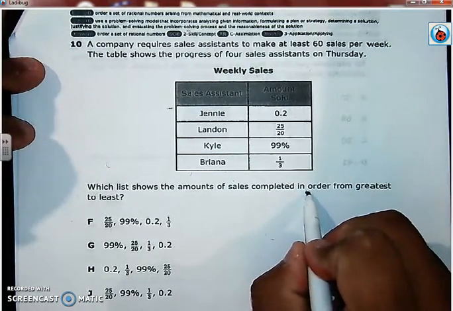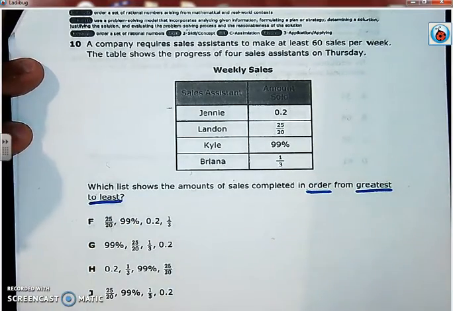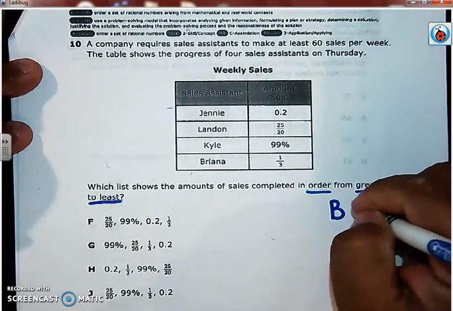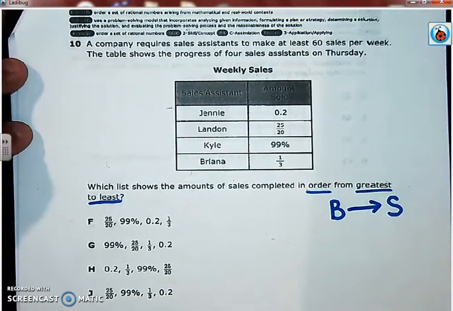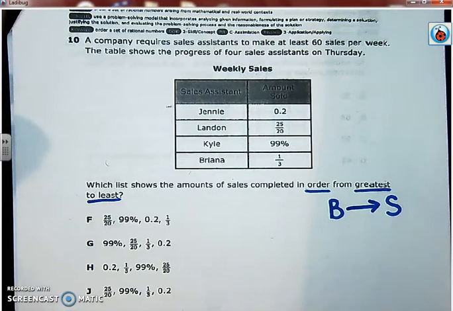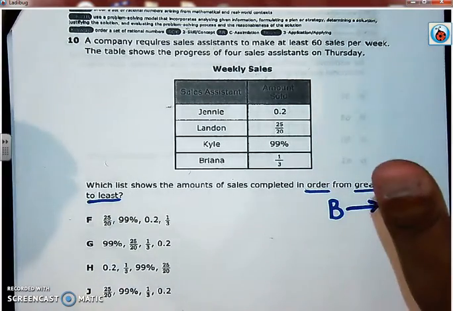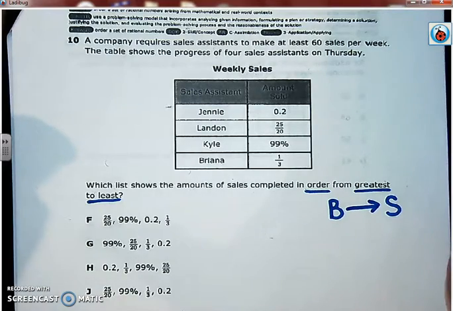So I know that I'm going to be ordering these from greatest to least, which instantly means to me, make sure that I start with the biggest number and go to the smallest number, big to small. Now, without doing anything else, I have been told by my teacher to always switch everything into money. So I see decimals, fractions, percents, get everything to look like money, and that will make everything so much easier when I have to order them.